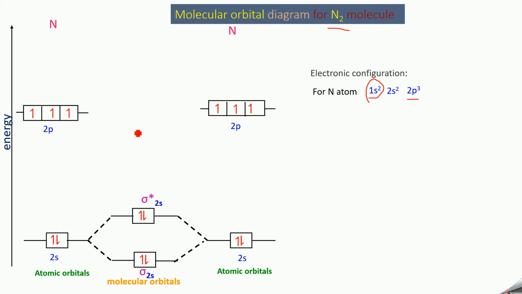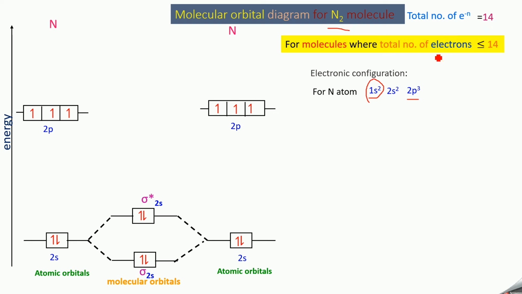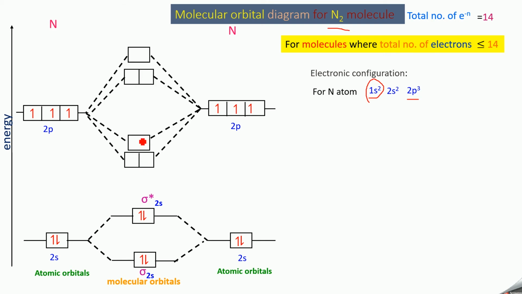The arrangement of these molecular orbitals depends upon the total number of electrons in the nitrogen molecule. The total number of electrons in the nitrogen molecule is 14. For one nitrogen 7, so for 2 nitrogen 14. If the total number of electrons is less than or equal to 14, then you have to follow this order, that is 2, 1, 2, 1. So this is the order you have to follow. I have discussed this in the previous videos. I will give the link in the description box.